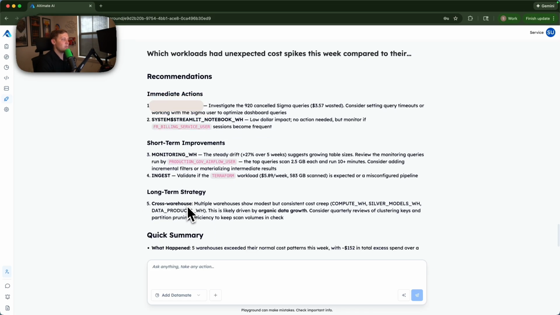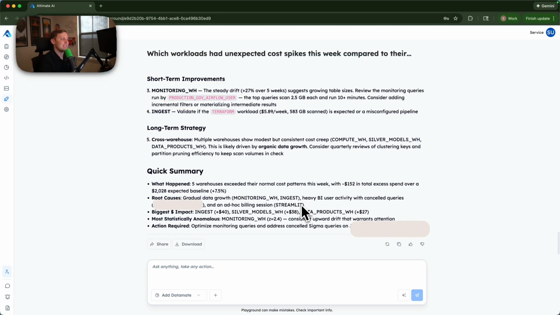And then we have a long-term strategy there, which is kind of a cross warehouse, which is multiple warehouses show modest but consistent cost creep. This is likely driven by organic data growth, which, consider quarterly reviews of clustering keys and partition pruning. So just, hey, this business is growing their data. That's something that happens to every business, right? So no big deal there, but just definitely something that you should take a look at to make sure that, hey, these costs don't continue to grow and grow and grow. At some point, you're going to have to start doing some partitioning and things like that to control that cost, or else they're just going to keep growing with your business, which is not the goal for sure, right?